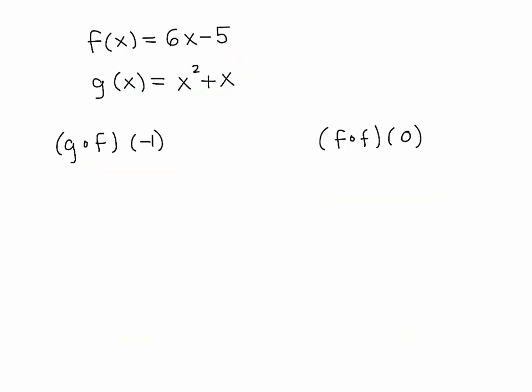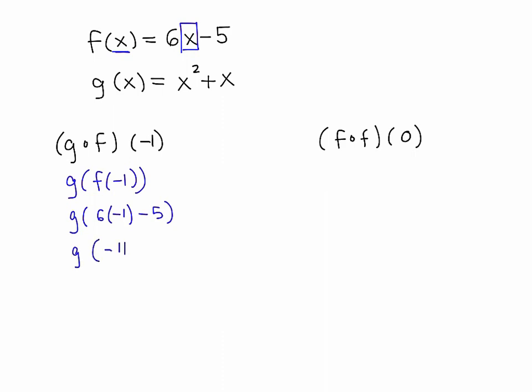I suggest that you pause this video and try it on your own. We're given g of f of negative 1, so let's rewrite as g of f of negative 1. For all of the x values on f of x, we're going to replace that with negative 1. So we have g of 6 times negative 1 minus 5, which simplifies into g of negative 11.